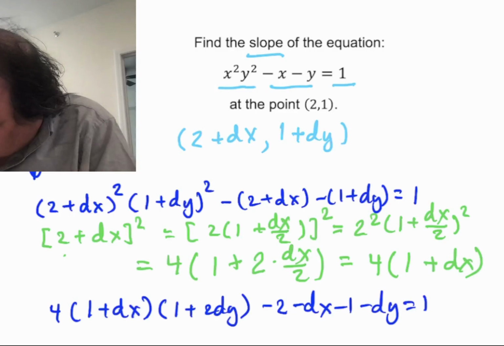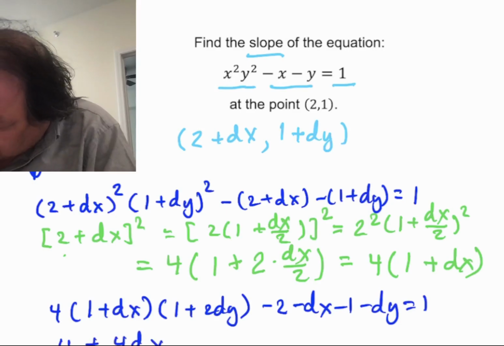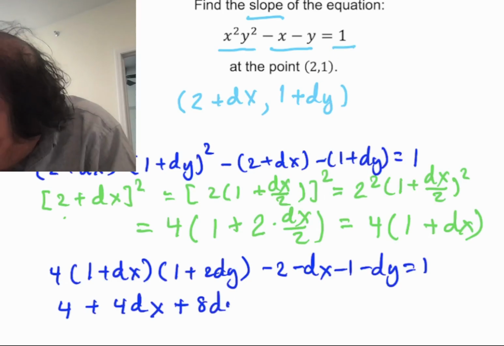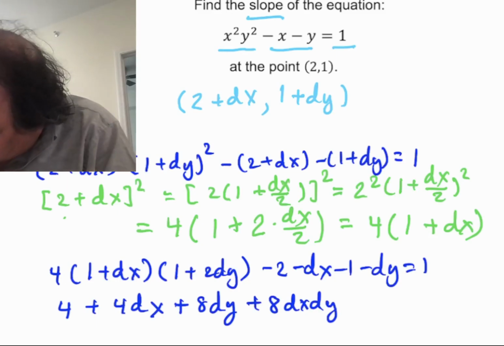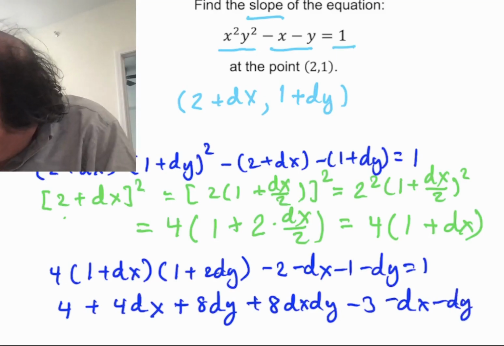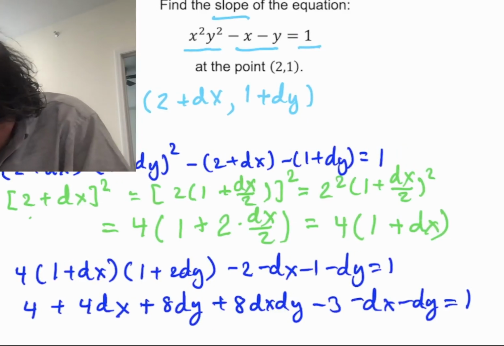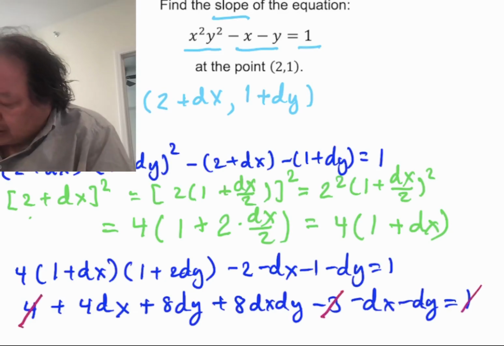And we can expand this out. We'll then get 4 plus 4 dx plus 8 dy plus 8 dx dy. And combining the negative 2 and negative 1, we'll get a minus 3 minus dx minus dy equals 1. And we can do some cancellation. It's going to start getting simpler. 4 minus 3 is 1, so they cancel.